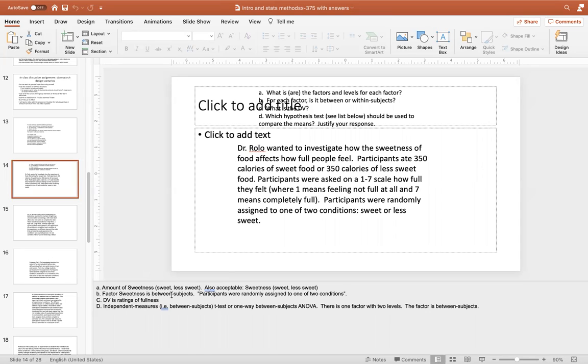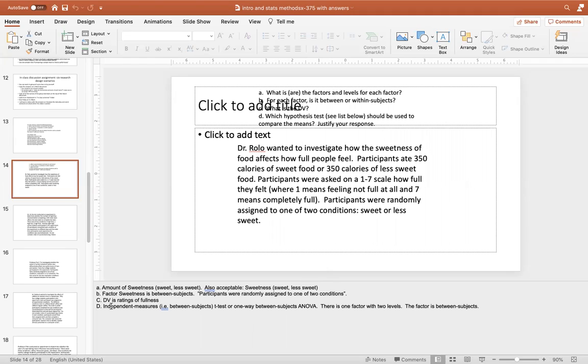That factor is between subjects, and the way you know this is by seeing in the scenario problem the quote, participants were randomly assigned to one of 2 conditions, right here. That indicates that it's a between subjects factor. The dependent variable is the fullness rating, or you could say the amount of fullness.